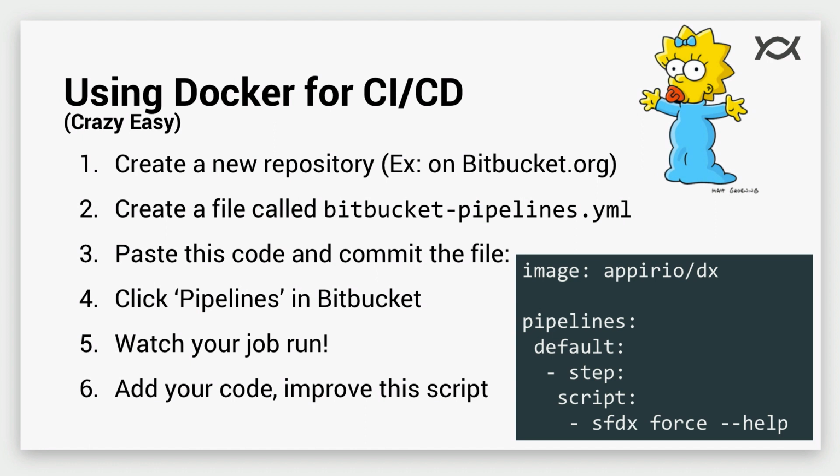So you create this file, then paste the code that's here and commit the file. This code just has six lines, and really there's only two lines that matter much. The first line here is the image name, and that's actually the name of the Docker image. The Docker image we're suggesting is Appirio/DX. Then there's a few lines of structural stuff. And at the bottom, it's just sfdx force-help, which just shows that the sfdx tool is installed. So paste that code, commit the file, then click Pipelines in Bitbucket, and you'll just watch that code run.